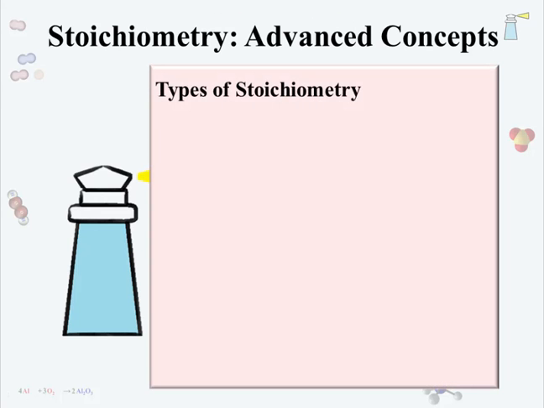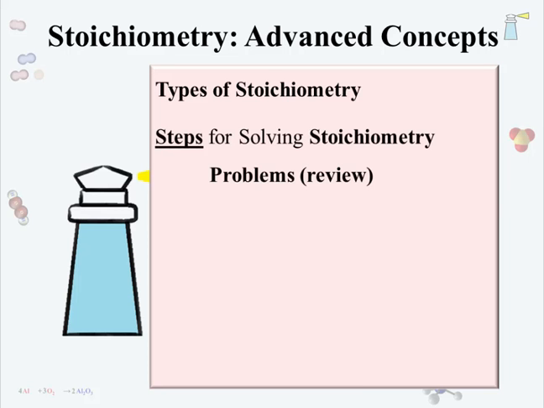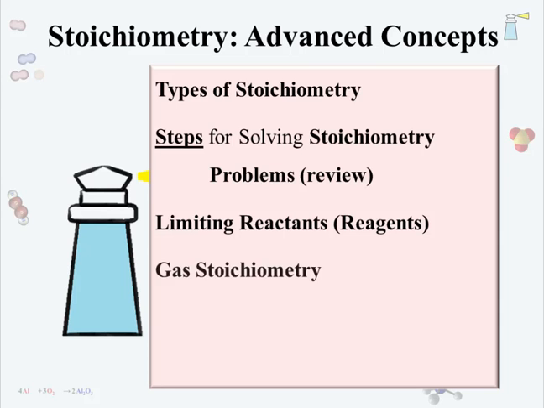Much of this lecture is an extension of the previous lectures on stoichiometry, and a brief review is offered, including a list of the types of stoichiometry problems and the steps for solving stoichiometry problems. Then it is on to the first of the two main topics of this lecture, limiting reactants or limiting reagents. This topic is probably the one of most interest in the lecture. The second topic is gas stoichiometry. It is divided into problems that use molar volume and problems that use the ideal gas law.